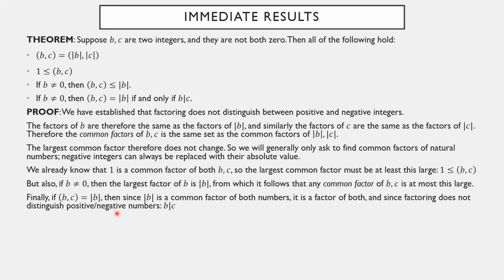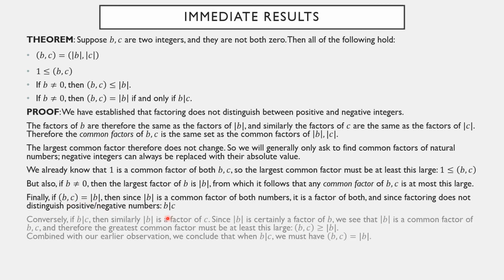But since factoring doesn't care about positive or negative, if the absolute value of b is a factor of c, then so is b. But we have to work the other way. We didn't just claim that if the greatest common factor of b and c is the absolute value of b, then b is a factor of c, but in fact the other way as well. So let's assume b is a factor of c.